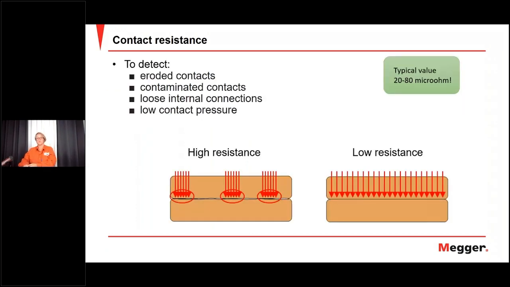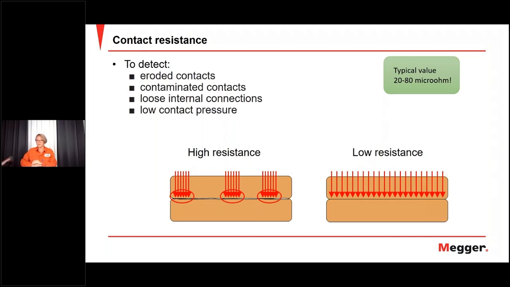And what do you want to look for? Yeah, what you're looking for are these different force contacts which are in bad shape. They can be contaminated, they can be eroded. You can have loose connections. As soon as a connection is wrong, also outside the breaker, then the resistance will increase a lot. But also the contact pressure and the smoothness of the contact. So you really want to have the whole area in contact.